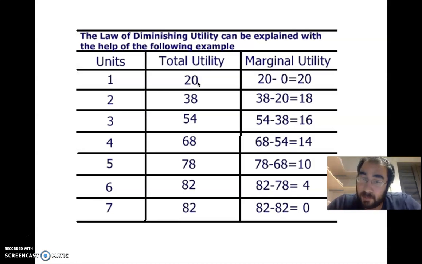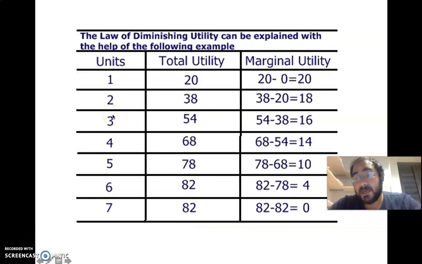But for educational purposes, we have to, in some cases, assume the utility can be defined numerically. If we do it that way, we might assume that consuming one unit of coffee will give us 20 units of utility, 2 units of coffee, 38 units of utility, 3 units of coffee, 40 units of utility, 4 units of coffee, 68, and it goes on.